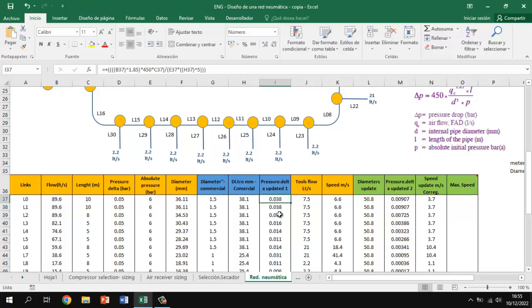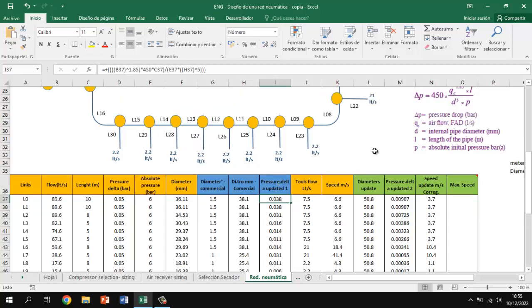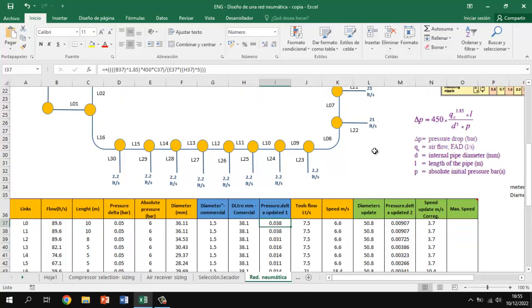And as you can see, your pressure drop is everything okay. And if you can see, it's better than the first condition that we considered. So we are okay. But now you should consider something more. And what does it mean? I'm talking about velocity, or your speed of flow.